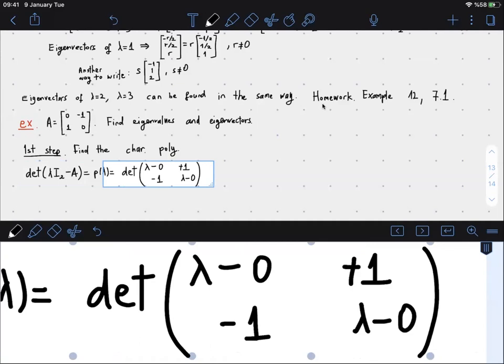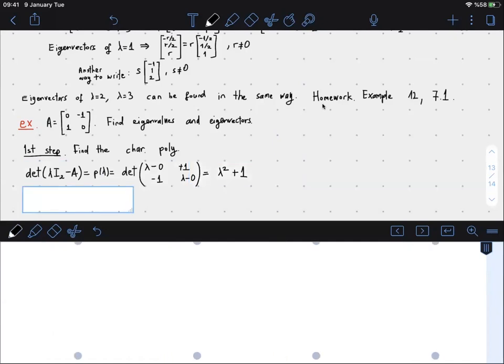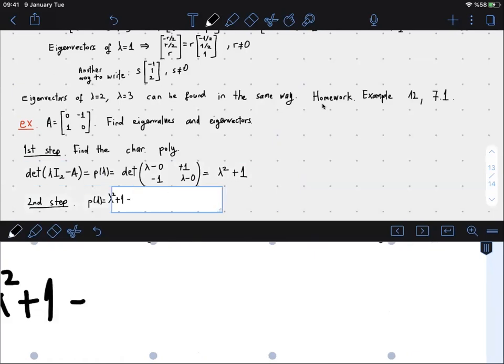This is a simple computation. And what do I get? I get a determinant. So what is this determinant? The product of diagonal elements is lambda square, minus the product of off diagonal elements, which is -1, so it will become +1. This is the characteristic polynomial. Then the second step is to find the roots of this characteristic polynomial. So P lambda equals lambda square plus 1 equals 0.